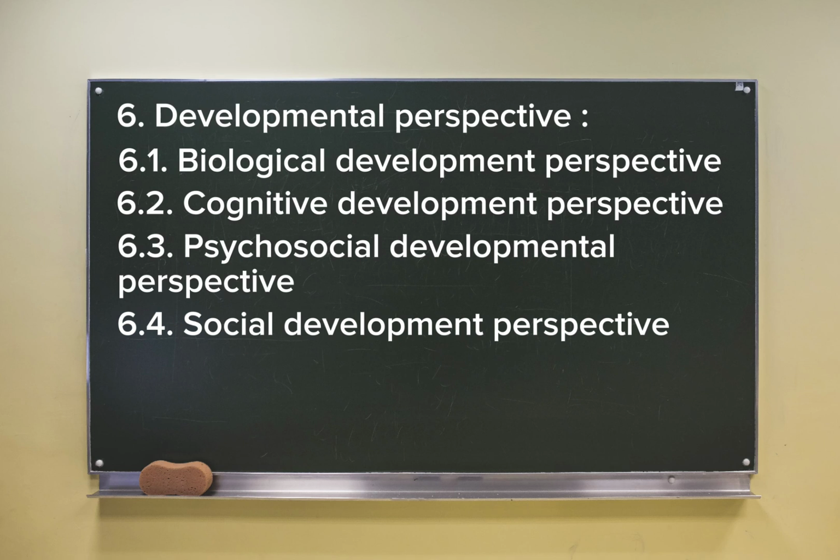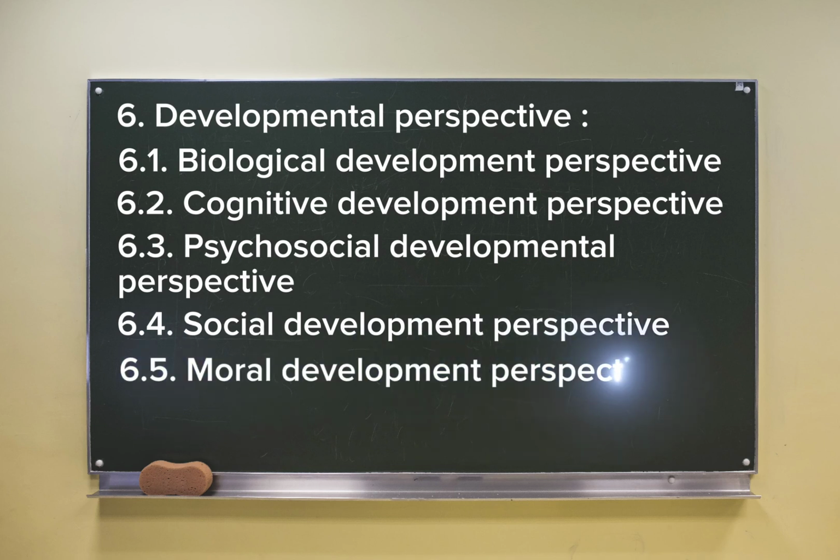4. Social development perspective. Emphasizes the role of social experience and interaction with the environment in human development. This approach understands how social relations, norms, culture, and social institutions contribute to the formation of individual personality and behavior. 5. Moral development perspective. Focuses on the development of individual values and morals. This approach examines how internal value systems develop, how individuals understand ethics and morality, and how they make moral decisions.